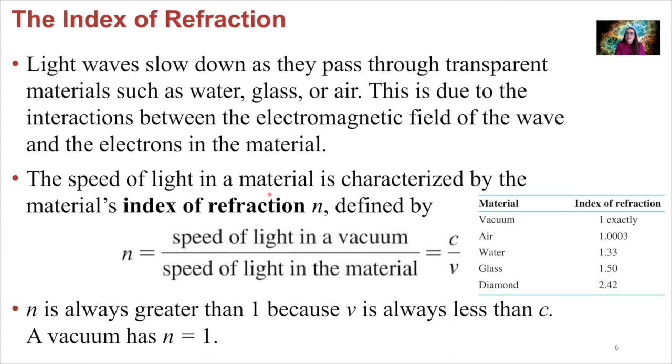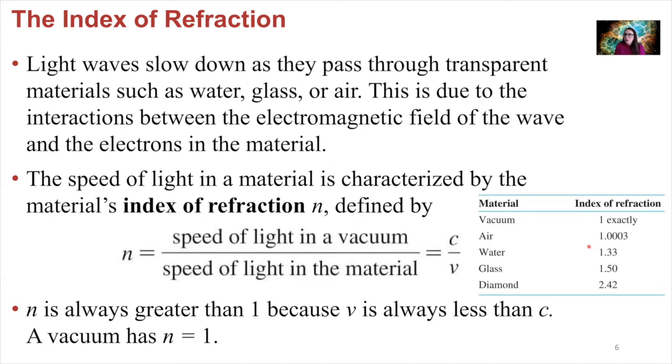So the speed of light in a material is characterized by the material's index of refraction, which we represent as lowercase n, okay? The index of refraction is really a ratio. It is defined as the ratio of the speed of light in a vacuum, 3 times 10 to the 8 meters per second, divided by the speed of light in a material. That speed of light in the material is something that's determined experimentally in order to get you the index of refraction of a material.